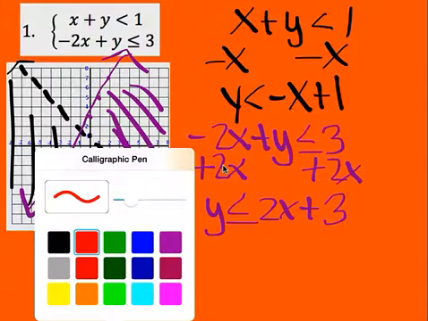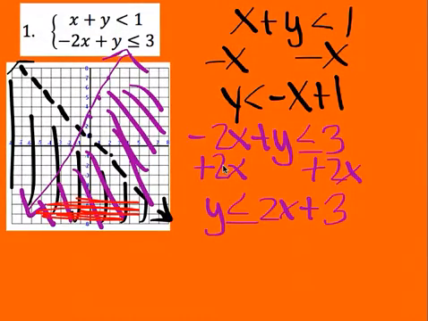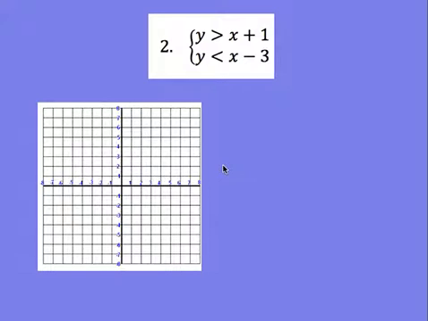Now we want to make it really clear where our overlap is, so I'm going to shade that in. If you want to use different colors on your worksheets, you absolutely may. So that's our final answer for number 1. Now, let's take a look at number 2.